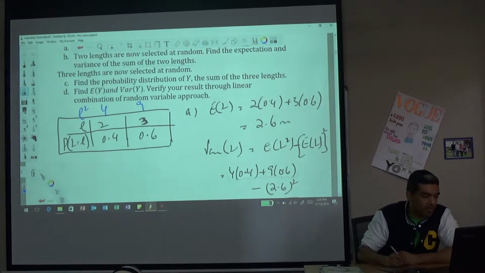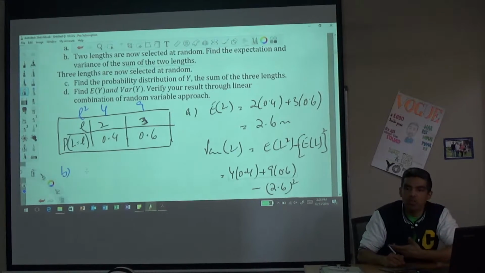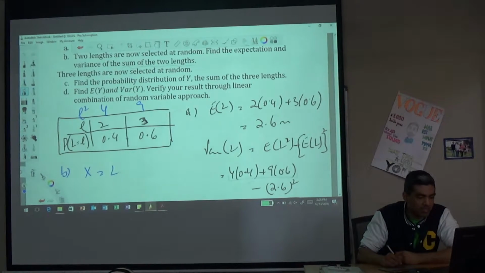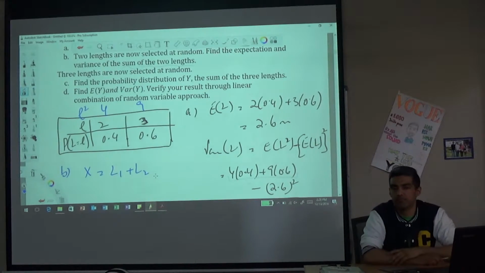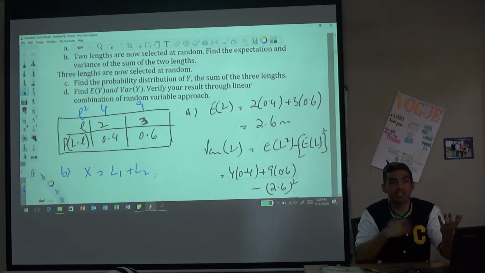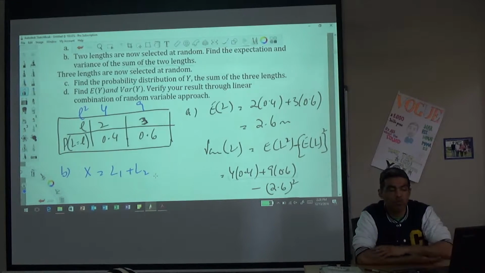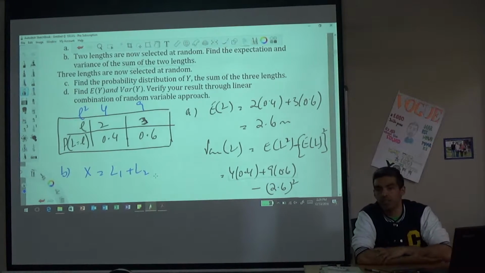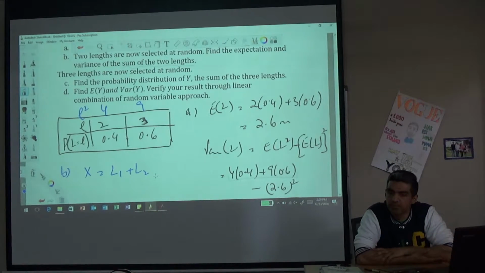Now in part B, let's call the new random variable X, and X is basically L1 plus L2. I won't call them 2 different random variables X and Y. I'm going to call them L1 and L2 because they're coming from the same random variable. They're 2 instances of the same random variable, 2 observations from the same probability distribution.